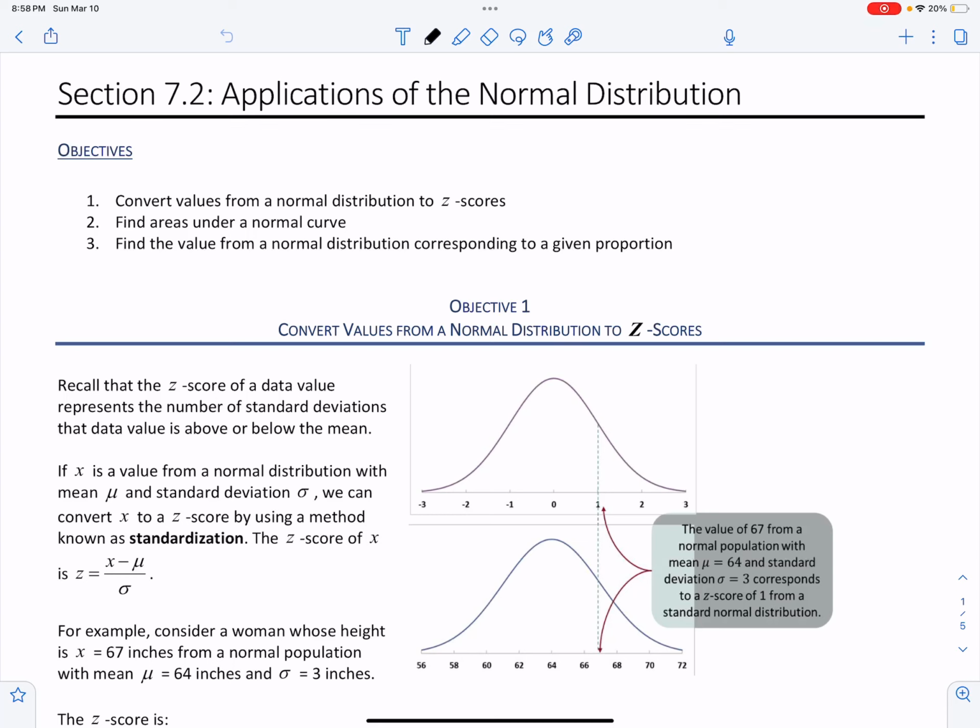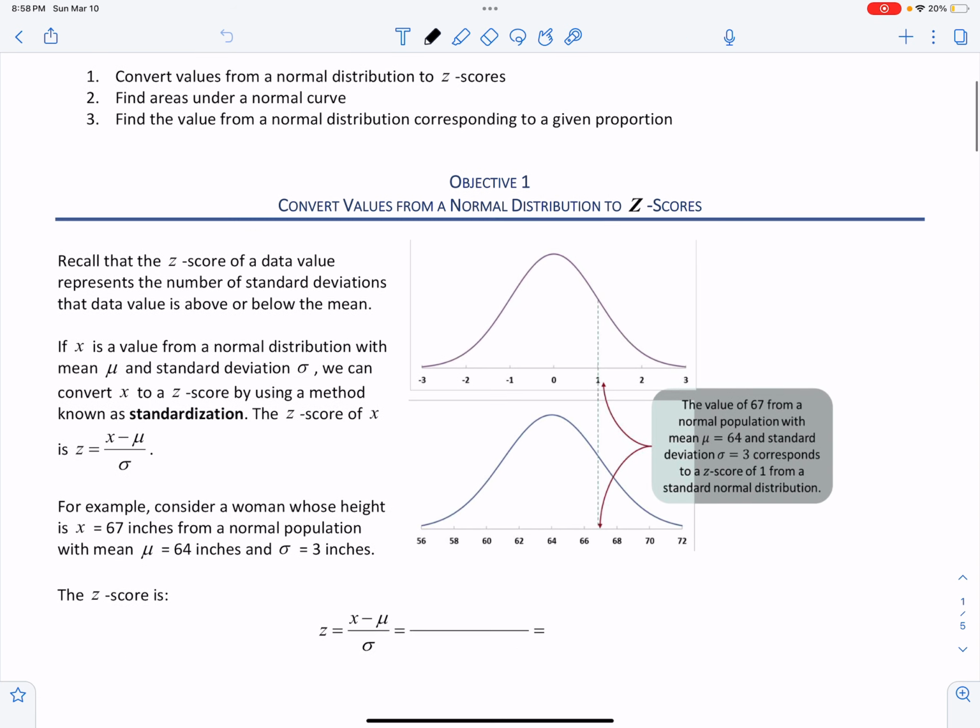In the previous section, we discussed the fact that the standard normal distribution was made up of values that we call z-scores. The technical definition of a z-score is the number of standard deviations that a data value falls above the mean if it's positive, or below the mean if it's negative.